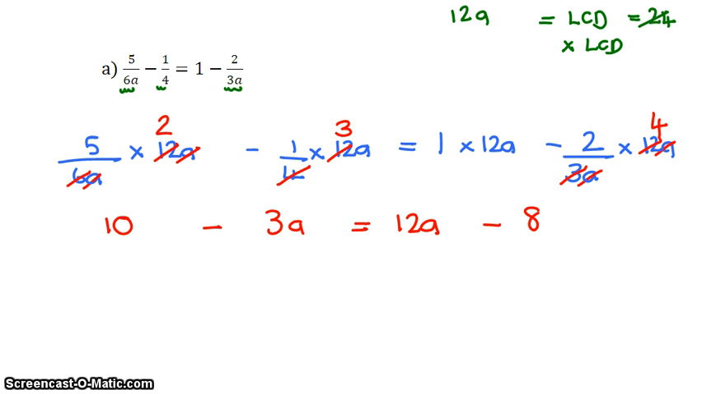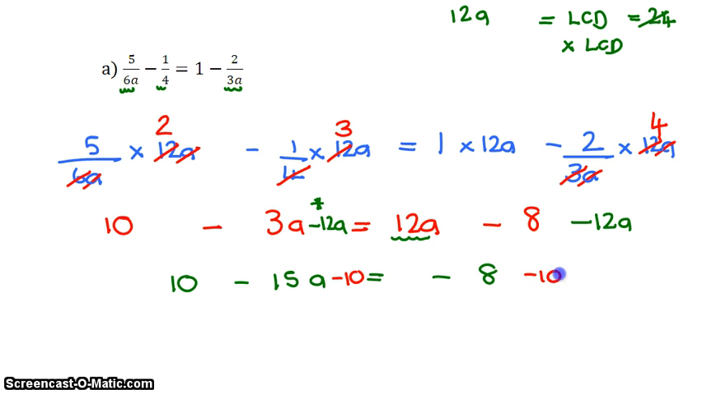Now I have a linear equation, which means all my letters to one side and all my numbers to the other side. Most people are more comfortable with getting our letters to this side. So I'm going to get rid of 12a, so I'm going to minus 12a from this side, and minus 12a from that side. You must do the same thing to both sides. So now I get 10 minus 15a is equal to negative 8. Now I need to get rid of my 10, so I'm going to minus 10 on both sides, which leaves me with minus 15a is equal to minus 18.